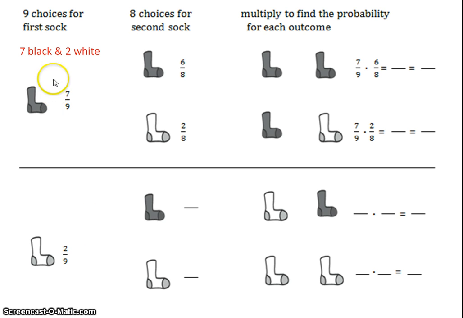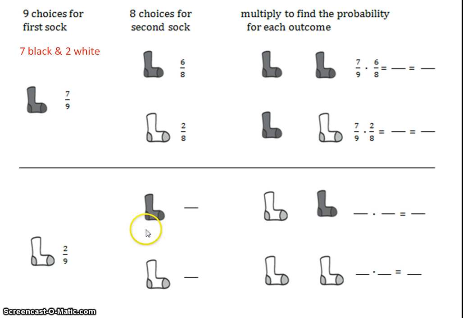Another scenario is for the first sock being drawn, it could be a white sock. Again, when I reach into the drawer for the first time, there are a total of 9 socks. Of those 9, 2 are white. So the probability that I would draw out a white sock would be 2/9. My second sock could be a black sock. Now, remember that the total number of socks has changed, but in this scenario, a white sock first and then a black sock, the total number of black would remain at 7. So please write that ratio here.